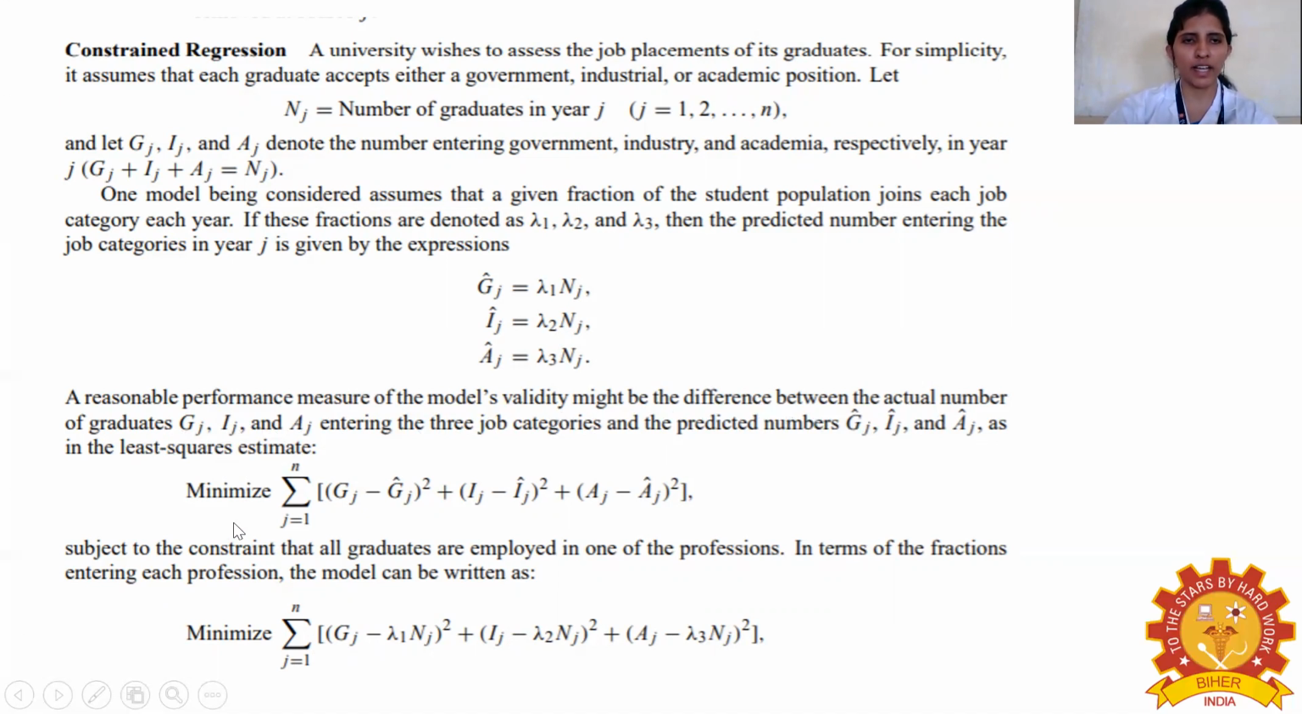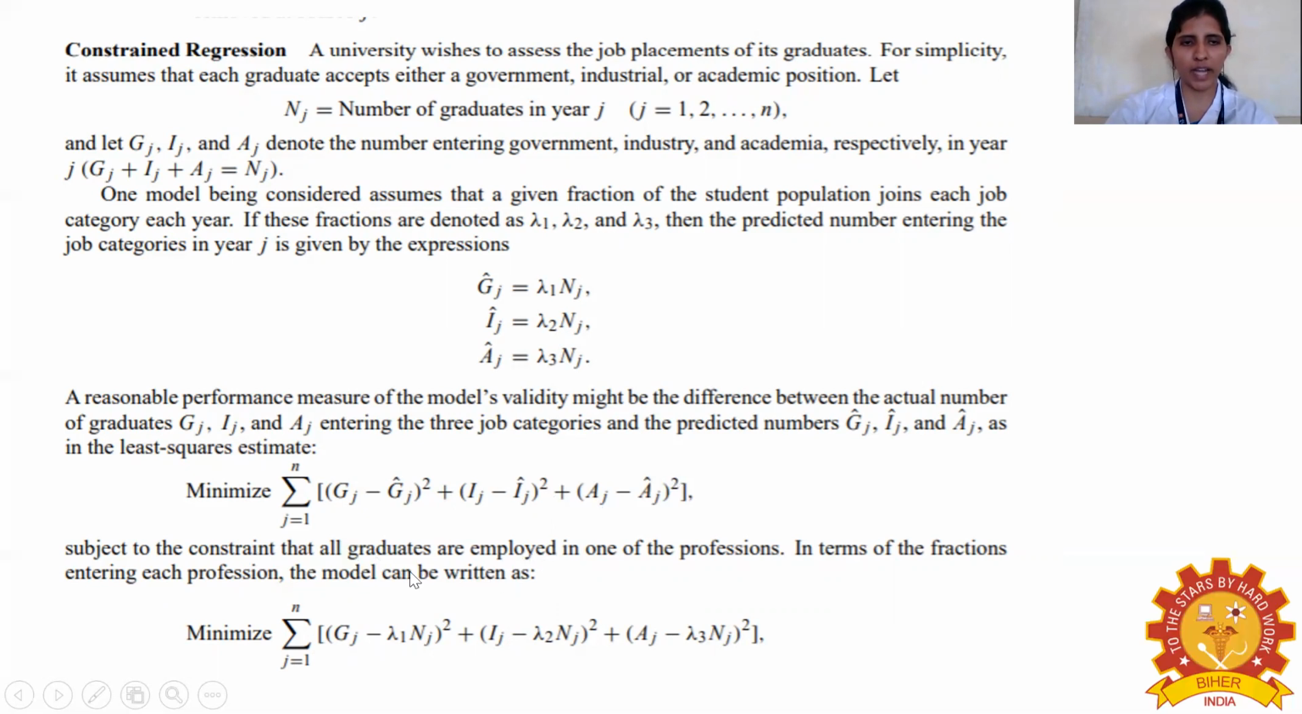So we can write it as minimization of summation over j equal to 1 to n of (gj minus gj negation) the whole square plus (ij minus ij negation) the whole square plus (aj minus aj negation) the whole square, subject to the constraints that all the graduates are employed in one of the professions.